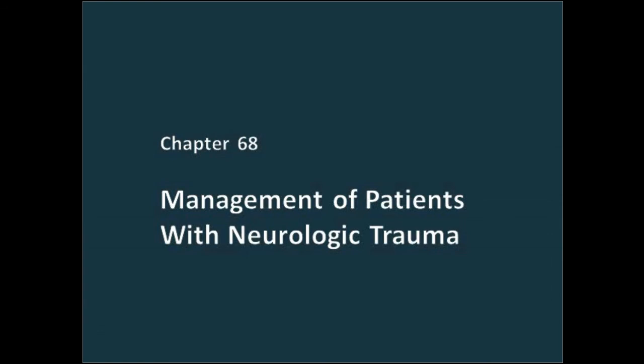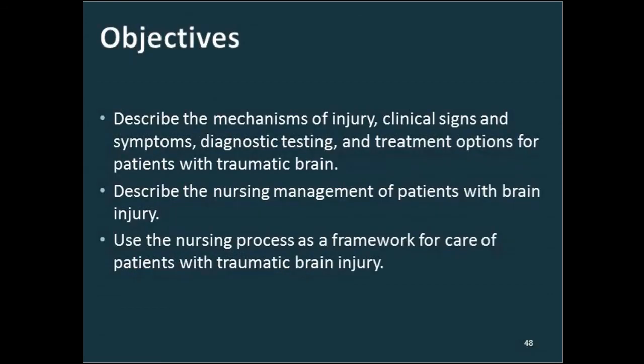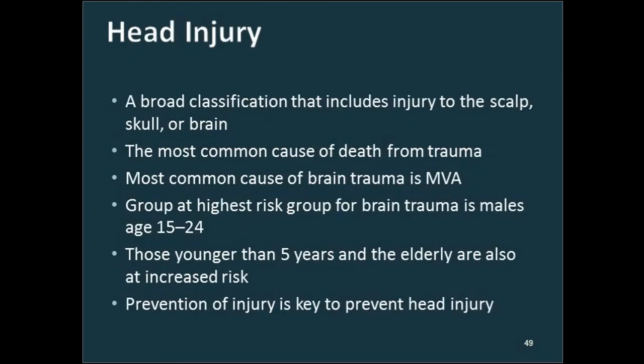Okay, so now we're in Chapter 68. We're talking about management of patients with neurologic trauma. Our objectives are, we're going to be talking about the different types of injury, their signs and symptoms and manifestations and testing and treatment, and then nursing management related to brain injury, and then nursing process related to brain injury.